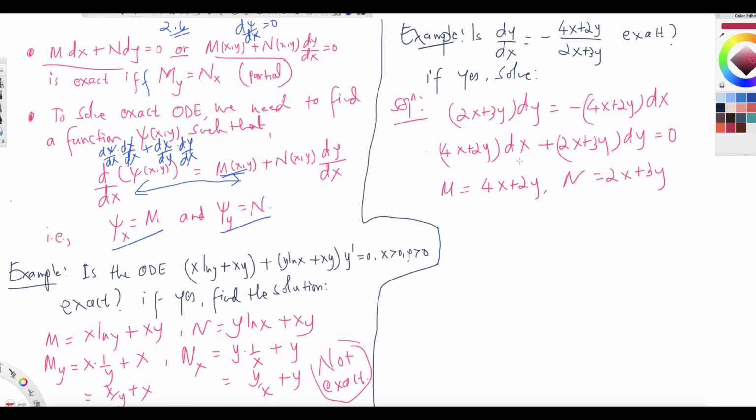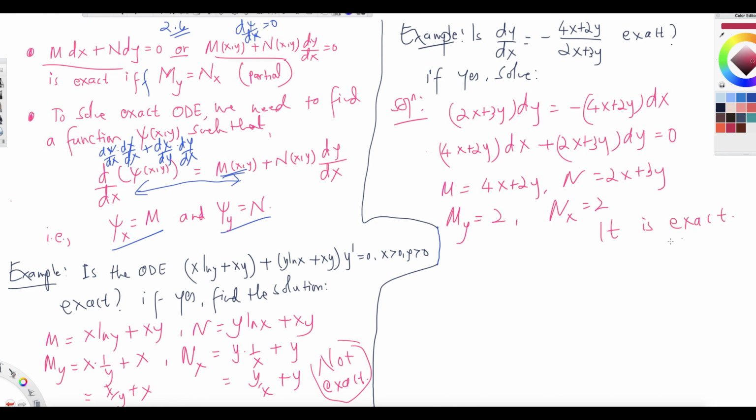Now, to check whether it is exact or not, we need to find m sub y, meaning the derivative of m with respect to y. That is 2. What is n sub x? This is also 2. You see that? So it is exact. It is exact.